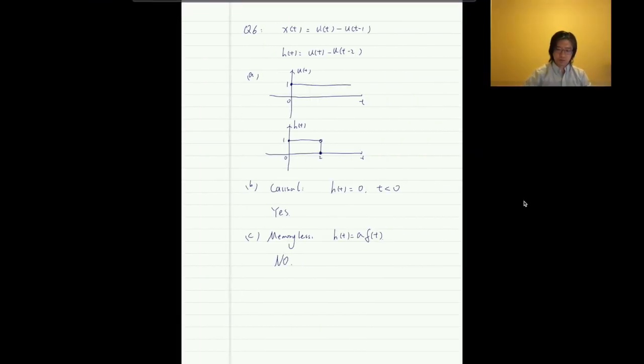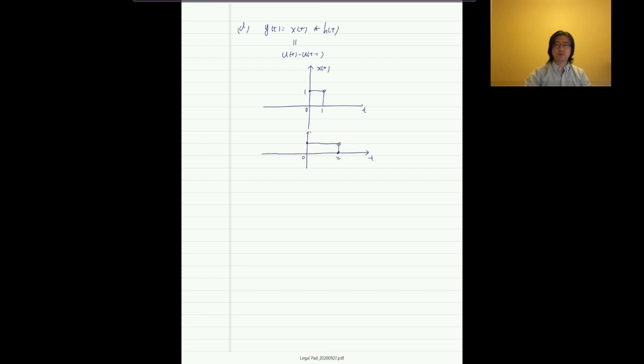Okay, let's use a new page to do this. Let's draw both signals. We are asked to compute x of t convolved with h of t. So x of t in this case, remember that x of t equals u of t minus 1. If we draw x of t, it will be something like this. So this is x of t. And we know that h of t is this. It's almost identical, but it's wider. Here's 2.